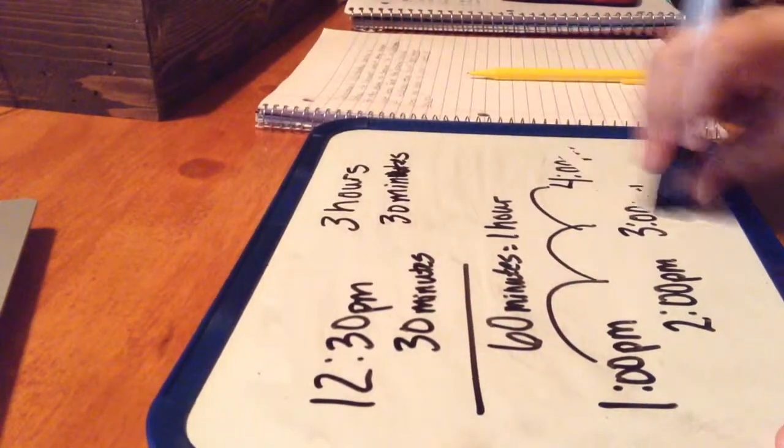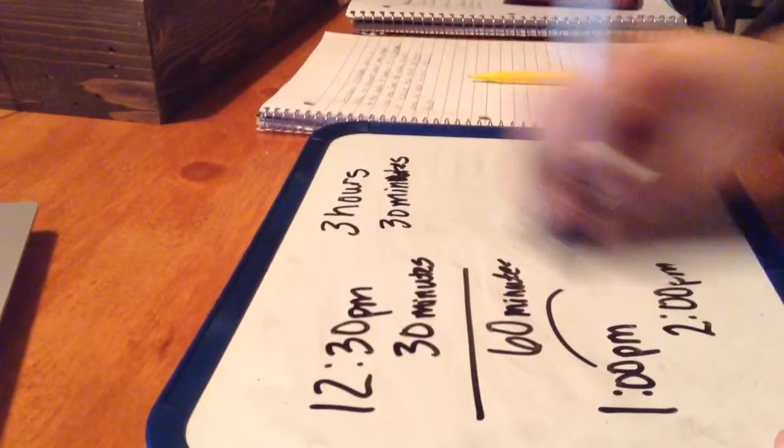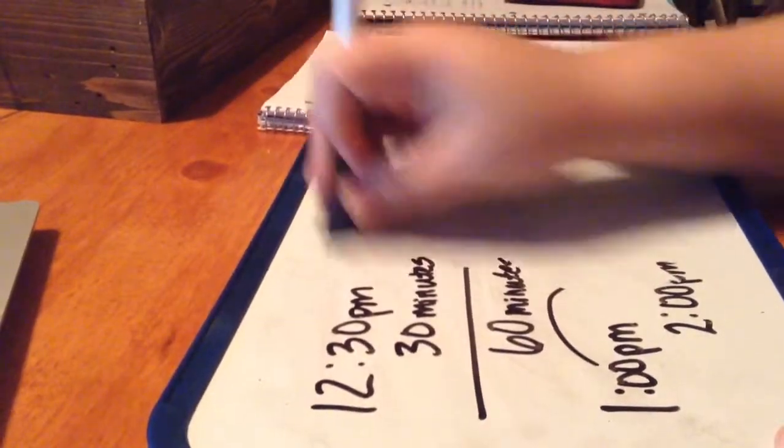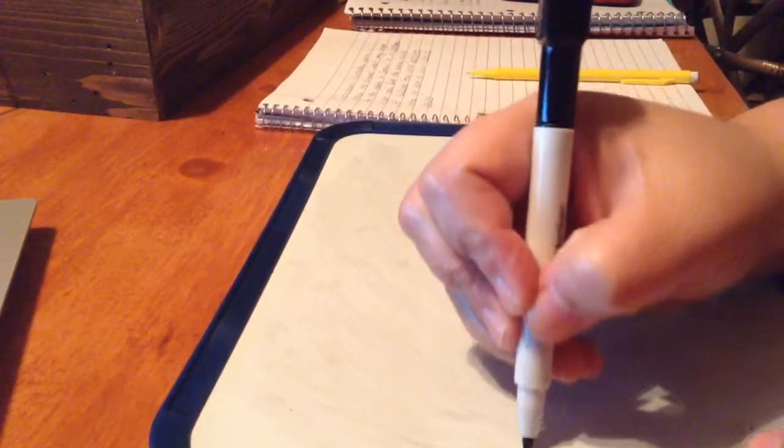Okay, so this is one method that we can use when we're doing time, the make 60 approach. I'm going to show another method that you can use, and that's by using a number line, which we use pretty much all the time as well. With the number line, we're also going to use it to do the make 60 approach. So let's do the number line here.